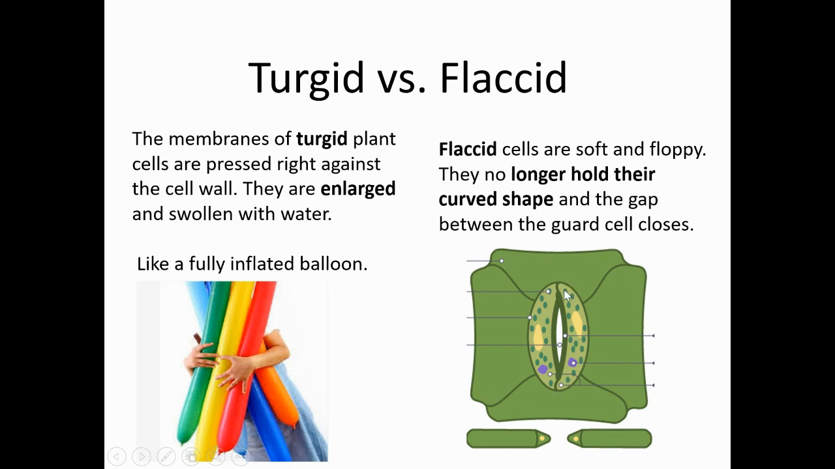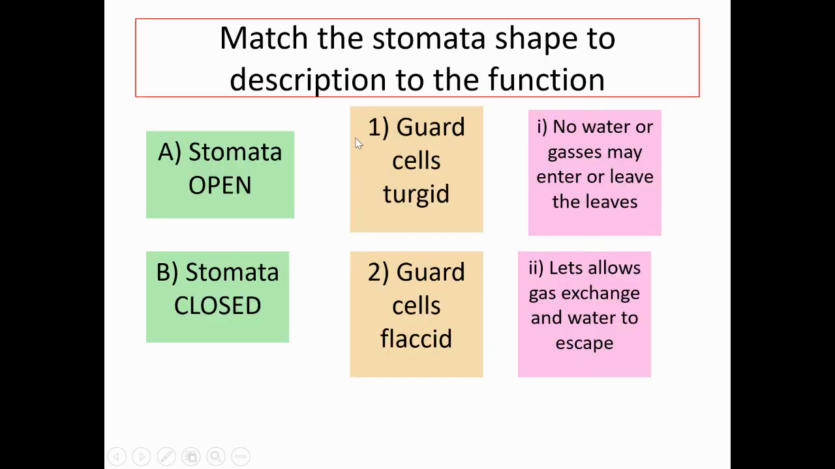So because the cells are not full, they press together again. Right, can you please match the stomata shape to the description and the function? Okay, so you've got stomata open and closed, guard cells turgid, guard cells flaccid, and what then happens. Please read all these boxes, and can you match them all together? Pause the video, we'll go through some answers when you come back.